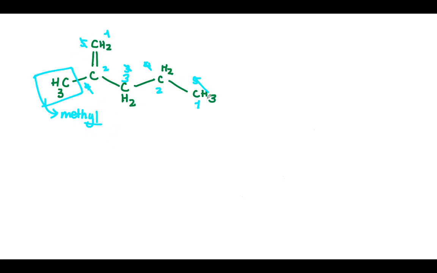Okay, so let's name these. So I am going to start with the longest continuous carbon chain. So how many carbons is that? That's 5. So I've got pent. I see that there's one double bond, so that's pentene. My double bond is at carbon number 1. So 1-pentene. But I also have to include my side group here.